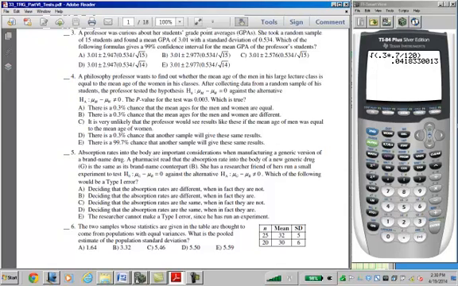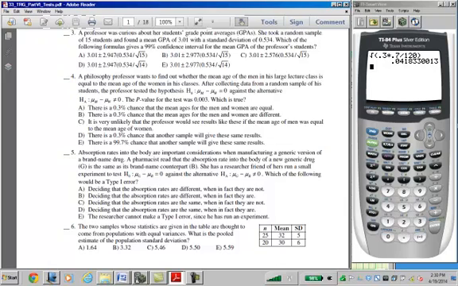Okay? So A, there's a 0.03 chance that the mean ages for the men and women are different. No. That's a statement about the population. It's not a statement about the sample. So A is wrong. B, another statement about the population, not about the sample. Wrong. Okay, C. Now we've got to think about this one.